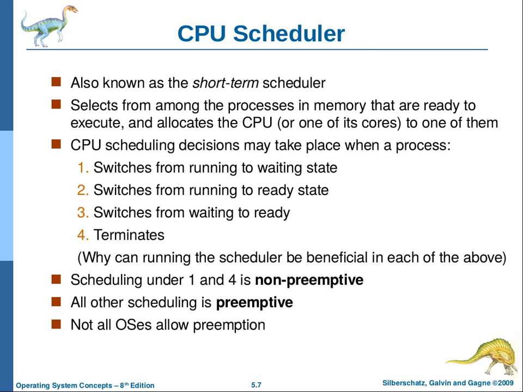Why can running the scheduler be beneficial in each of the above cases? Because then the scheduler can figure out what to do next. Scheduling under 1 and 4 is non-preemptive. All other scheduling is preemptive. What does that mean?